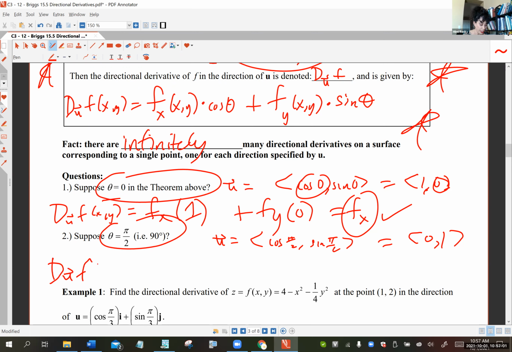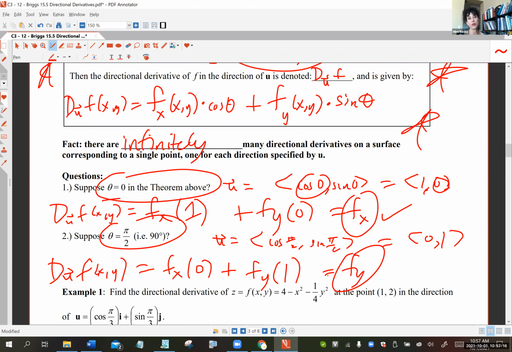So what would your directional derivative be if your direction vector was the vector 0, 1? It would be f_x times cos of pi halves, which is 0, plus f_y times sine of pi halves, which is 1, and that's just going to give you f_y. And of course, that's what you want. That should be the slope in the positive y-axis direction. So this formula really does the trick.